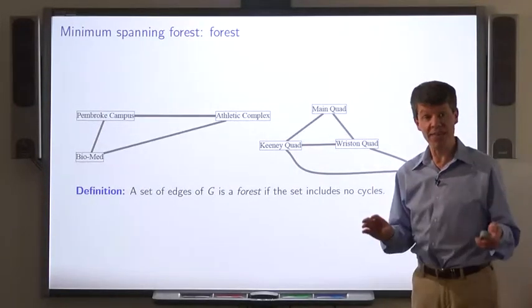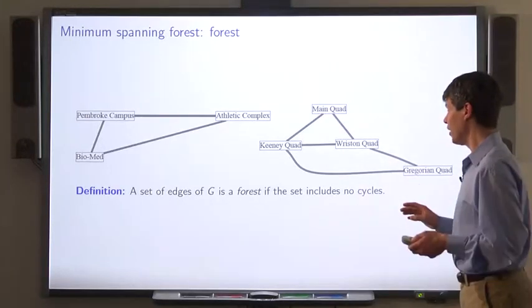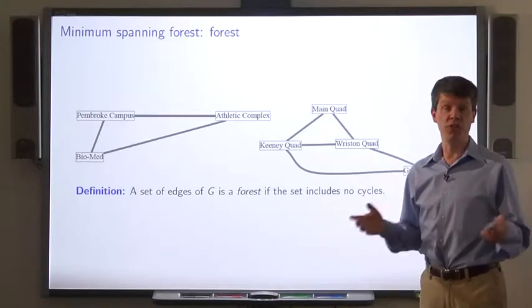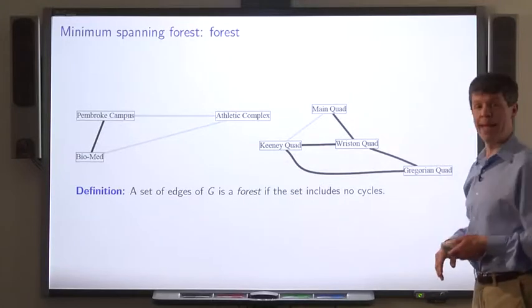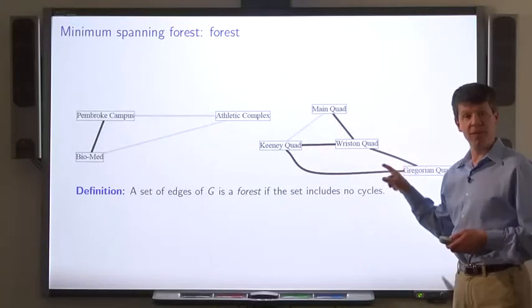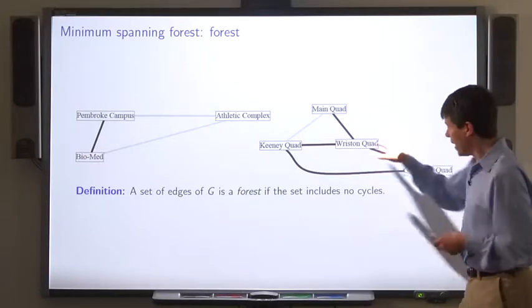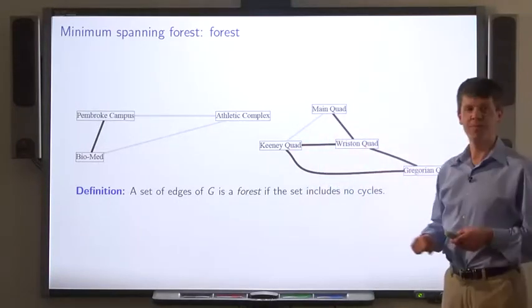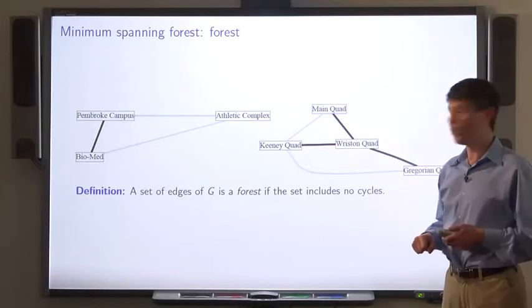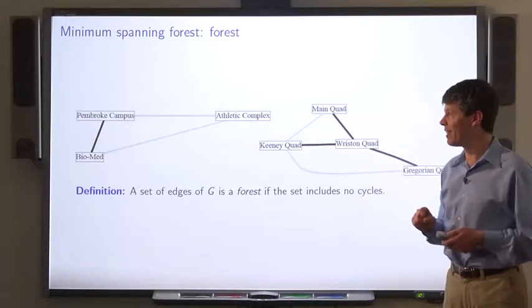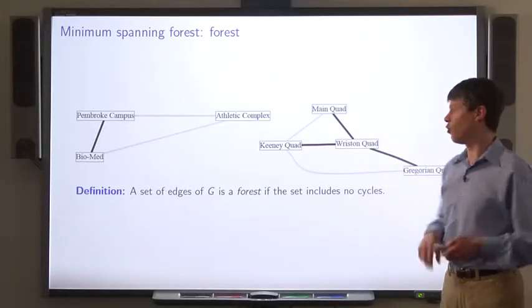A set of edges in a graph is a forest if the set includes no cycles. So, for example, the set of dark edges illustrated here is not a forest because there's a cycle here. If we remove one of those edges, the resulting set of dark edges is a forest.